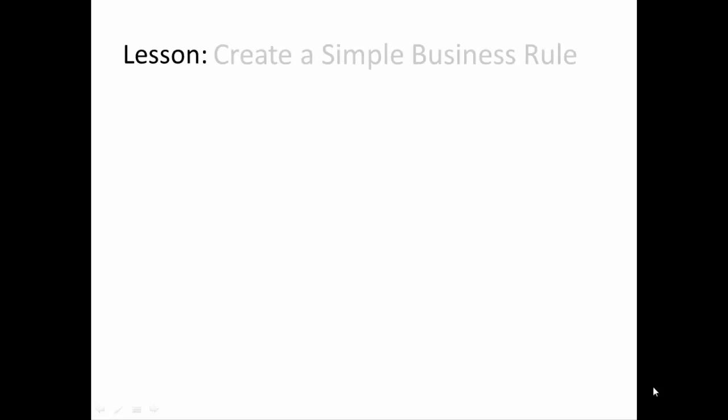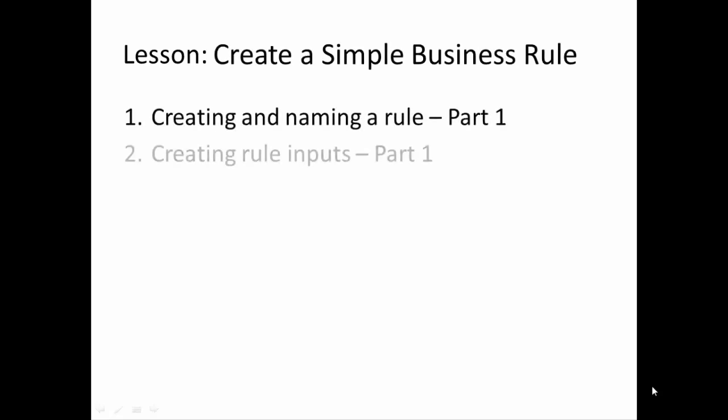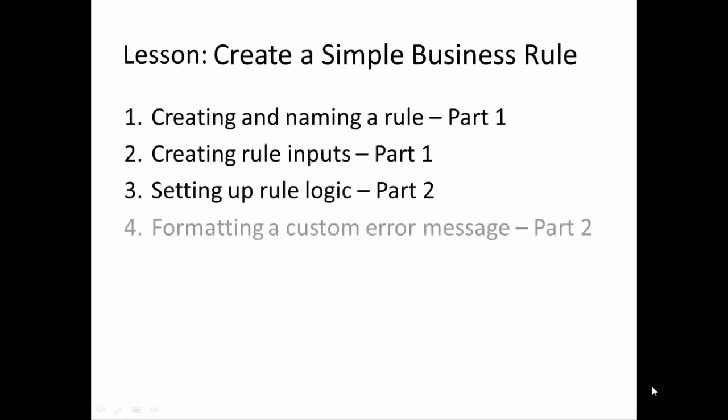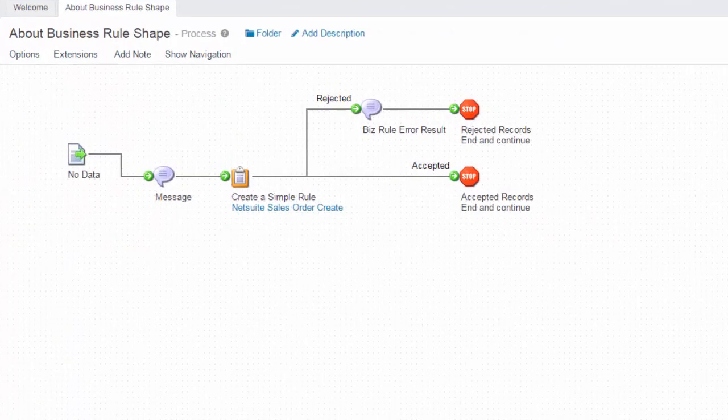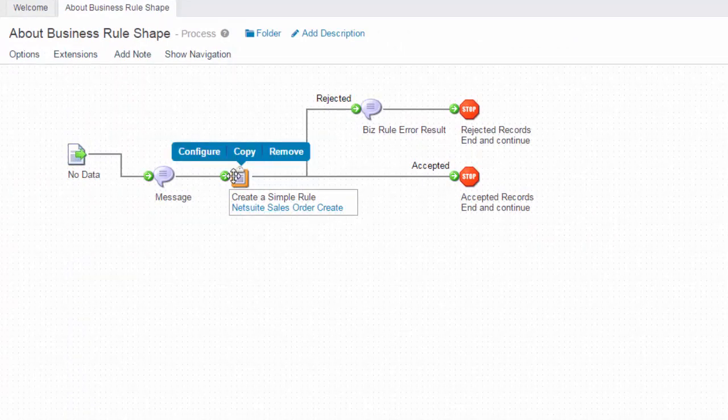In Lesson 1, we covered creating the rule and adding the inputs. In this lesson, we will cover how to set up rule logic and formatting a custom error message. Click on Configure to open the Business Rule dialog.